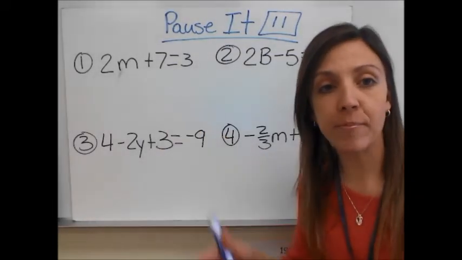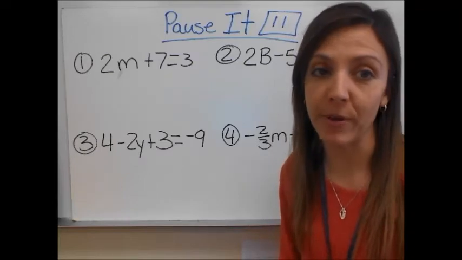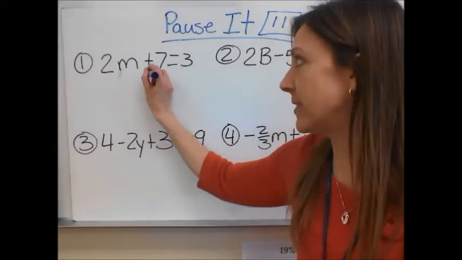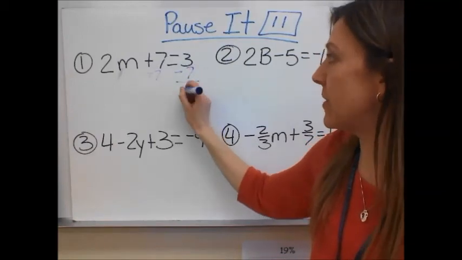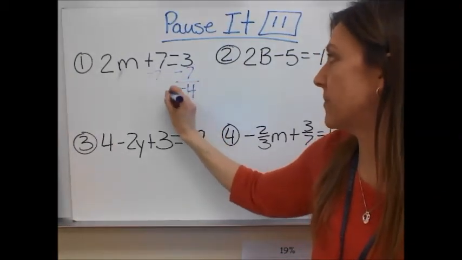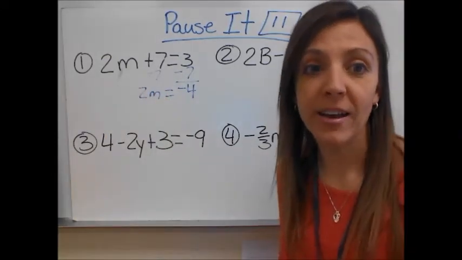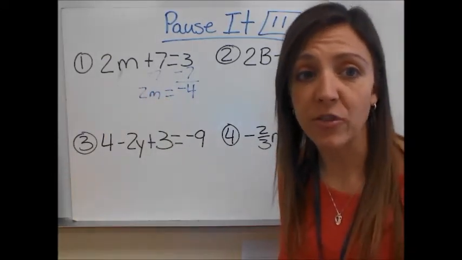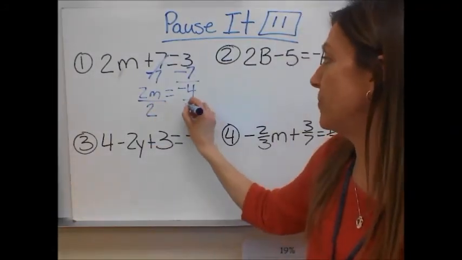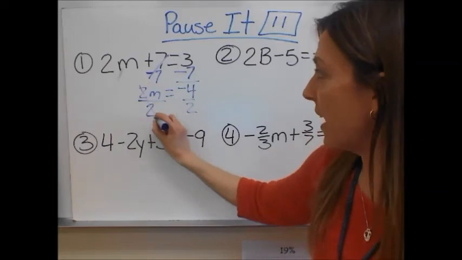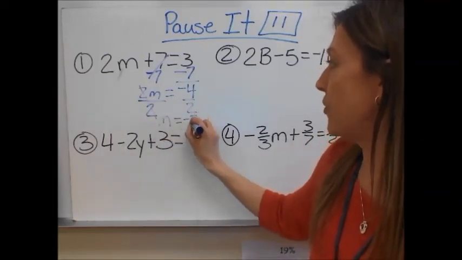All right, 2m plus 7 equals 3. Isolate king variable using inverse operations. Begin with addition and subtraction. We're going to subtract 7, and we end up with negative 4. 2m equals negative 4. And now we're going to divide by 2. We're going to divide by 2 and divide by 2 on both sides. And we get m equals negative 2.